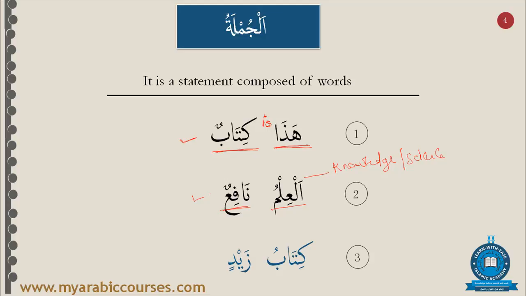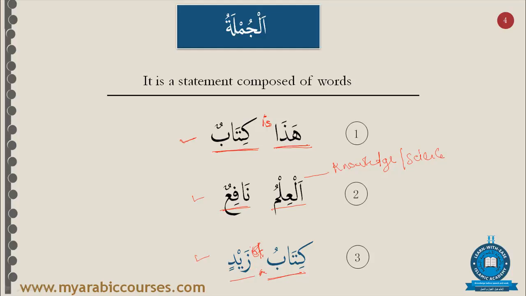So let's give another example. We have Kitabu Zaydin. Repeat after me. Kitabu Zaydin. This means the book of Zayd. The "of" here is linking the kitab to Zayd.